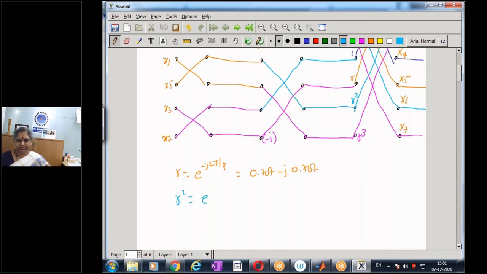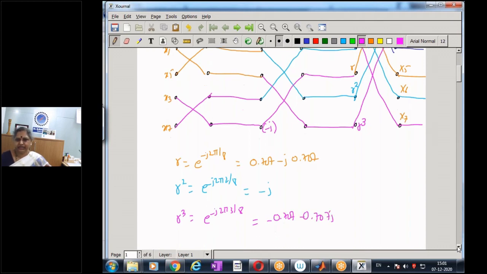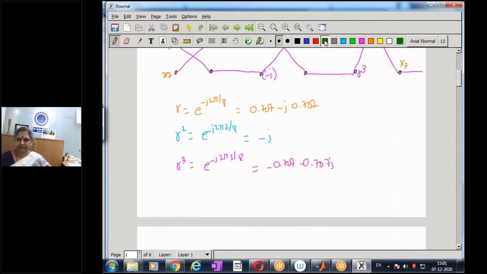Then gamma square, the branch gain is e to the power of minus j 2 pi 2 by 8, and that is e to the power minus j pi by 2, which is a minus j. And gamma cube is going to be e to the power of minus j 2 pi 3 by 8, and which is minus 0.707 minus 0.707 j.